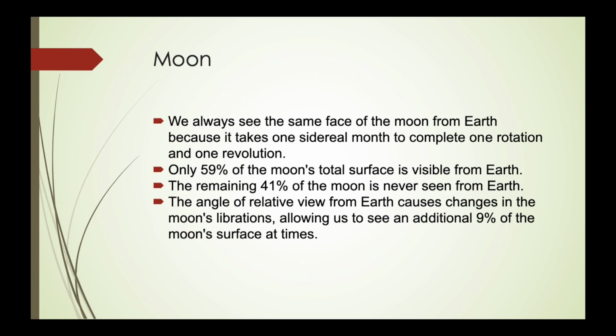We always see the same face of the Moon from Earth because it takes one sidereal month to complete one rotation and one revolution. Only 59% of the Moon's total surface is visible from Earth. The remaining 41% of the Moon is never seen from Earth. The angle of relative view from Earth causes changes in the Moon's librations, allowing us to see an additional 9% of the Moon's surface at times.